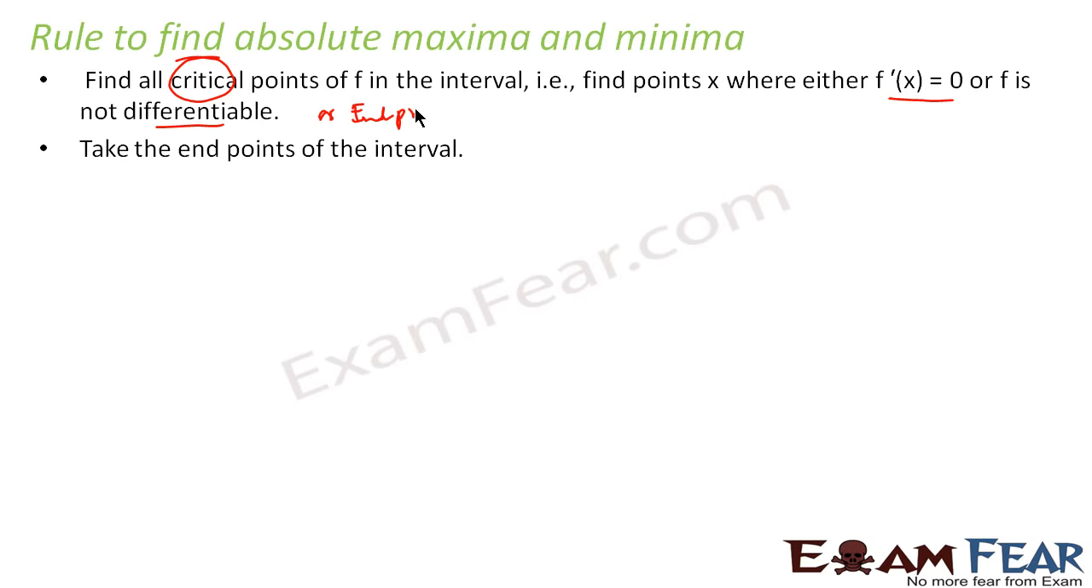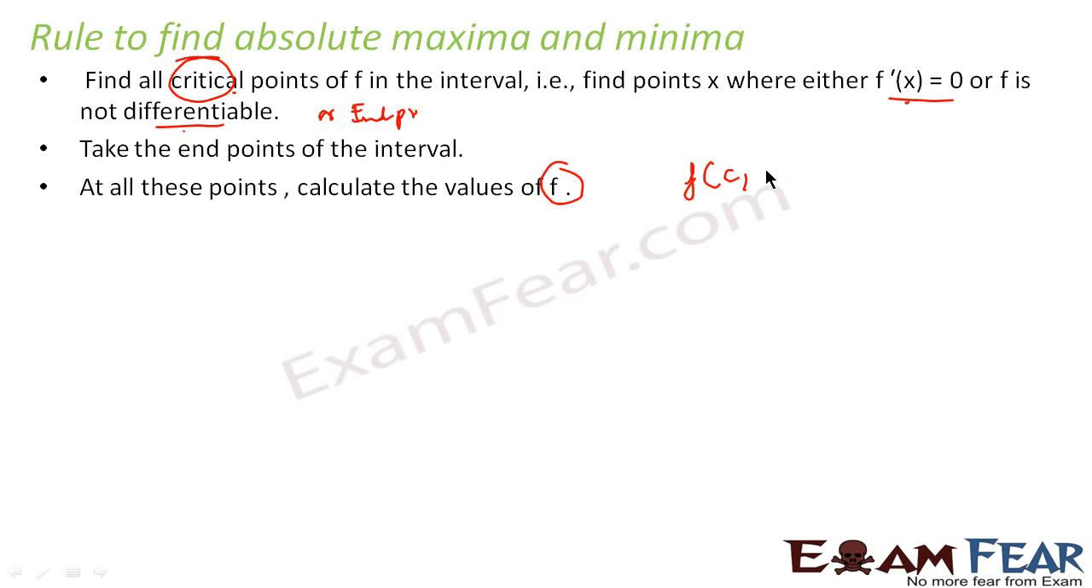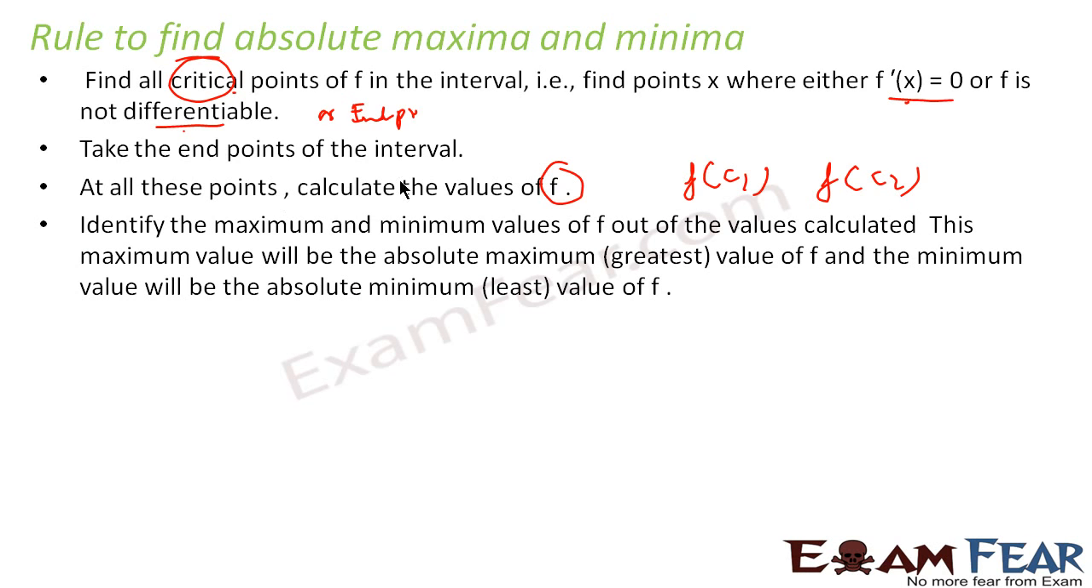Right? And take endpoints also. When I say critical points, I include everything. That's the way I look into it. Critical points include f dash x equals 0, the points where it is non-differentiable, and the endpoints. So I have all the points. Now at all these points I calculate the value of f, that is f of c1, f of c2, all the values are calculated. With this I'll identify the maximum and the minimum value. The greatest value is the absolute maximum and the least value is the absolute minimum.